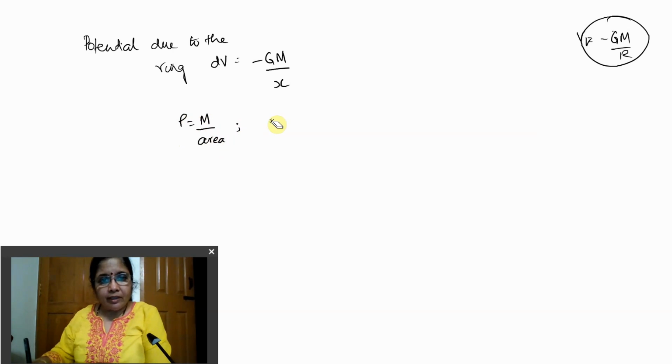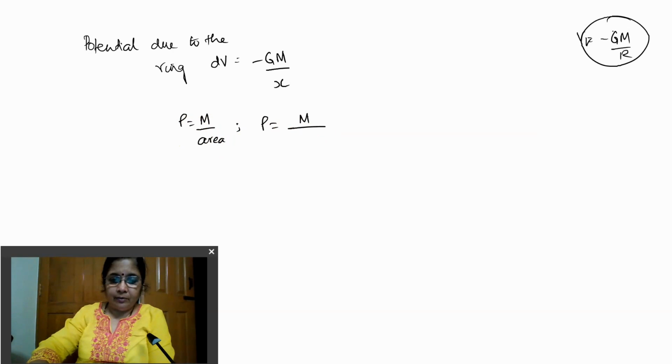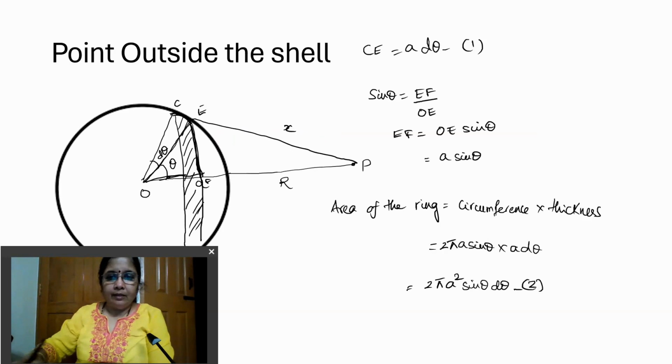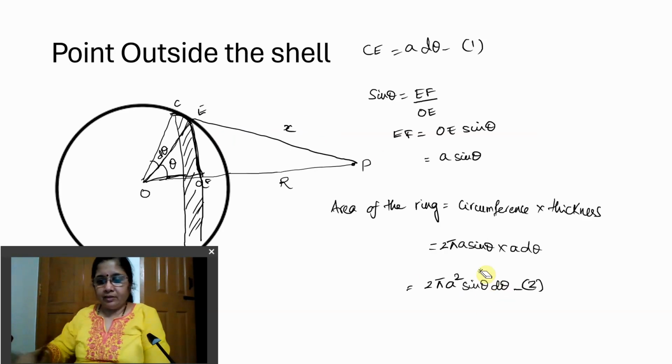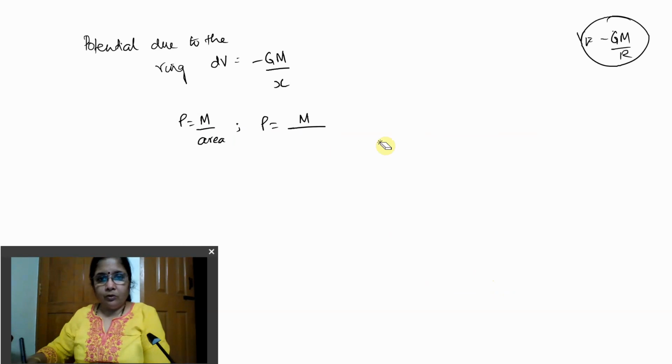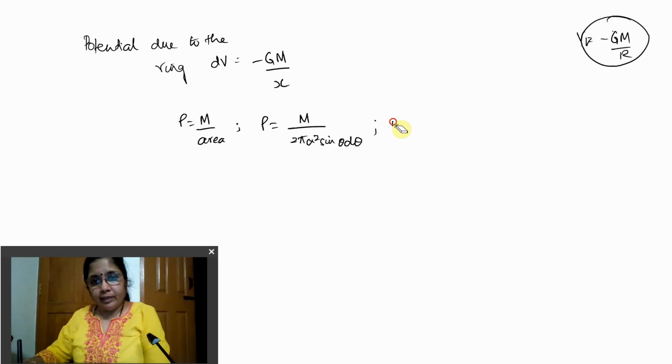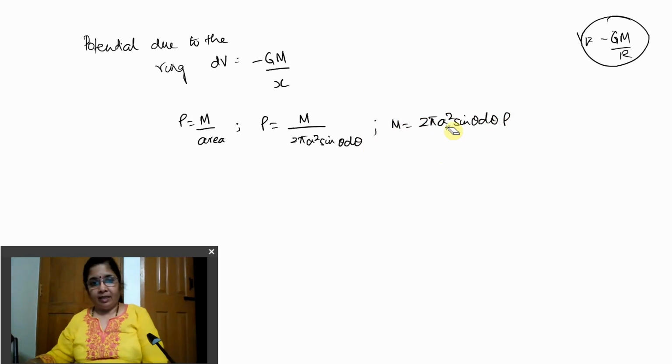So what do we have here? Rho is equal to m divided by the area, and the area we have here is 2 pi a square sine theta d theta. So rho is equal to m divided by 2 pi a square sine theta d theta, wherein m is equal to 2 pi a square sine theta d theta into rho. So I have this as mass. This is equation 2. Let me have this as equation 3.